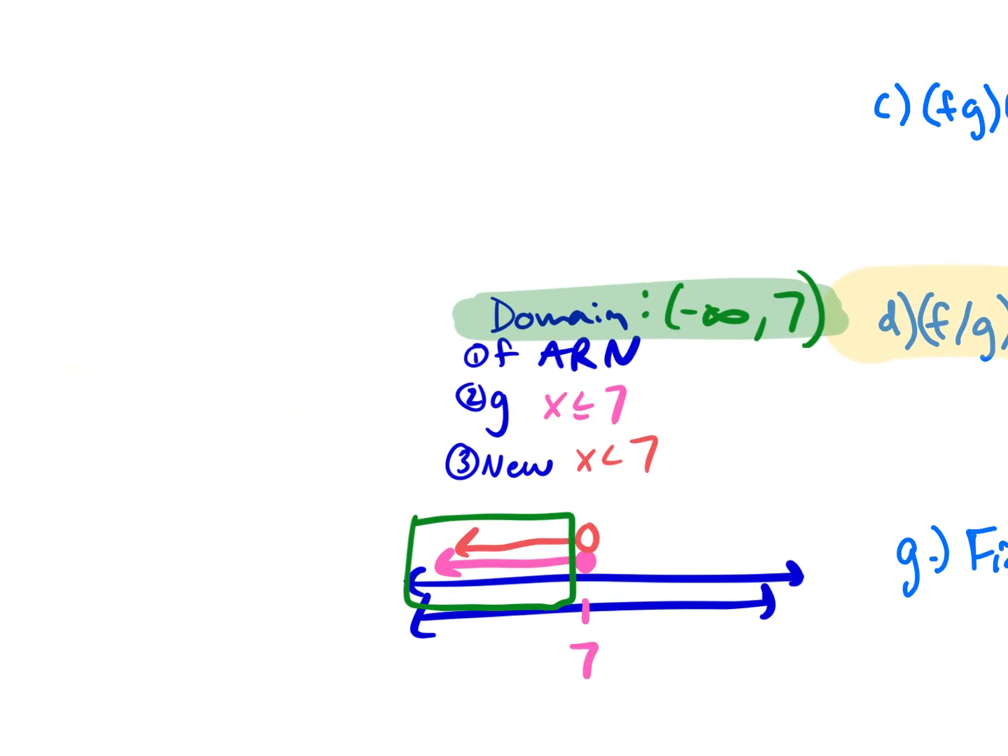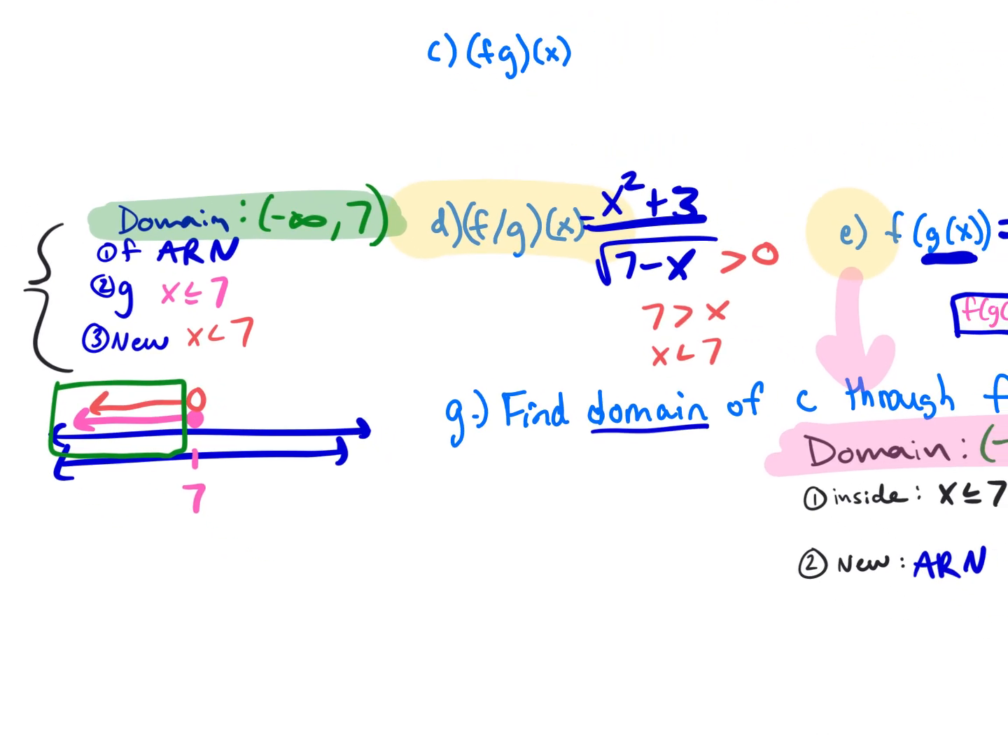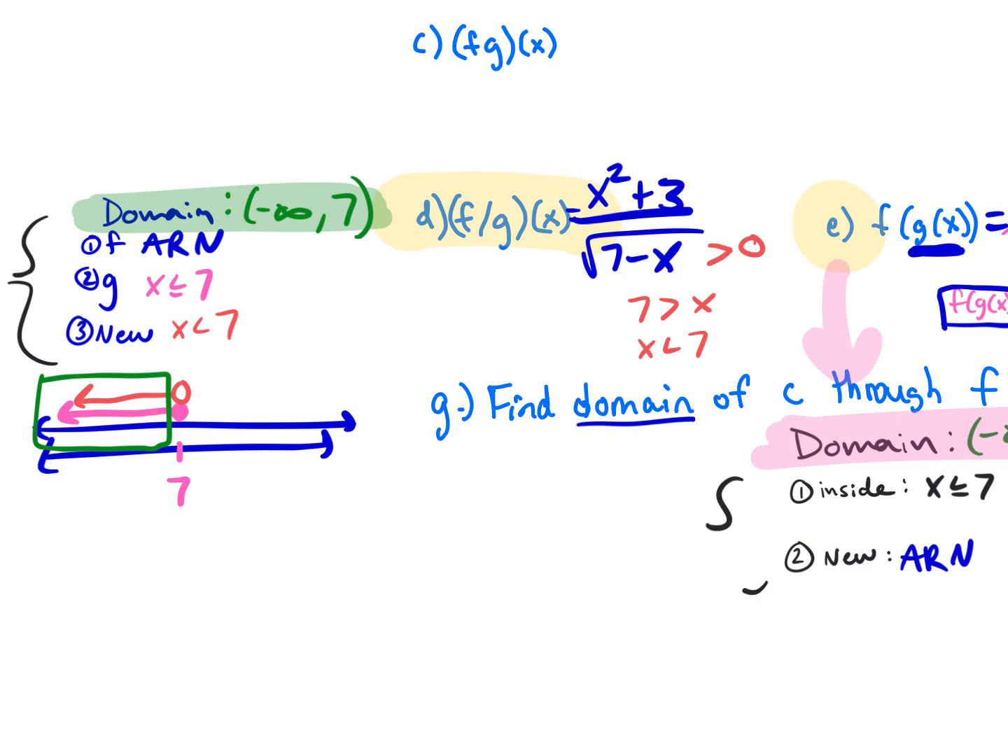So when you have any of your operations, you want to check for the 3 things. If you have f plus g, f times g, f minus g, f divided by g, any of your math operations, you use this one. When you're putting one inside of the other, so if you have f of g or g of f, you'd use just the 2.